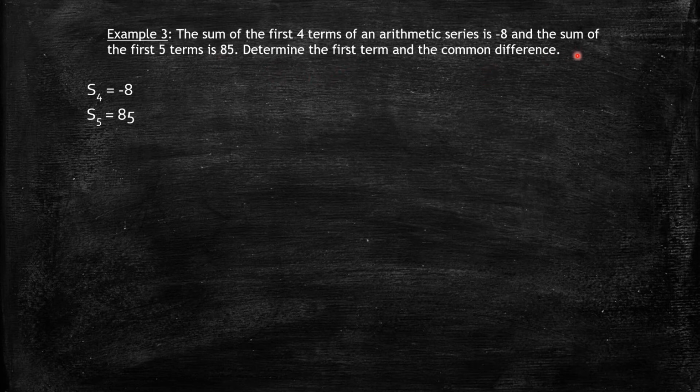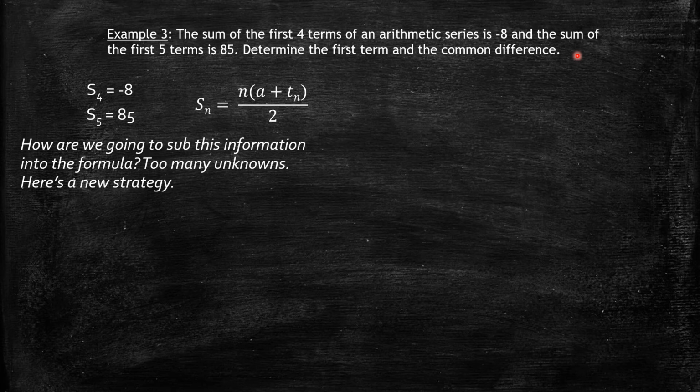Okay, I don't have much information here. Even when I put in the formula, I know I have to use this formula because the question's asking for a sum. There's really nothing I can put in. Well, there's some things I could put in there. How are we going to sub it in the formula? Let's say I took this S4 and I put S4 here. That would mean my n is a 4, so I would have a 4 and a 4. But I still don't know what term 4 is. I know what S4 is. I could put a number there, but I'm going to have too many unknowns. Even if I tried the 5 instead of the 4, I would have too many unknowns.